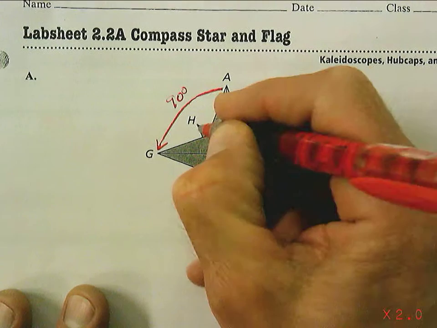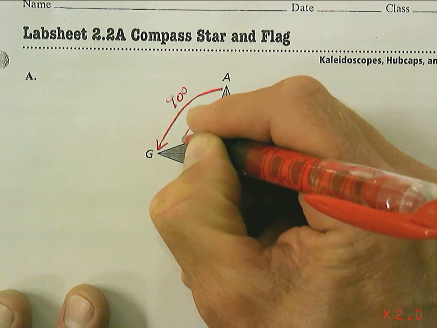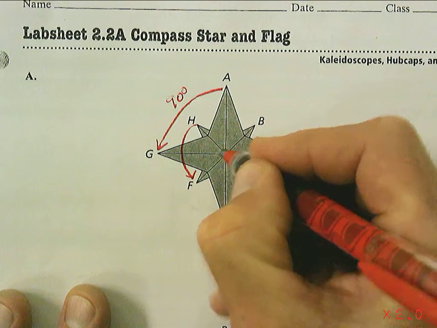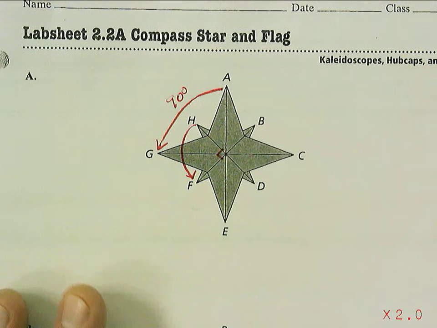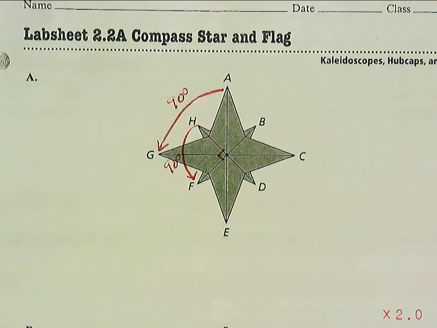Now we could have actually started with this point H and thought about going from H to F, and the same idea applies. If you look at this angle in here from H to F, that's a 90 degree, or right angle, turn. So either way, it's 90 degrees. That's the smallest turn that we can make and still have the original image that we started with.